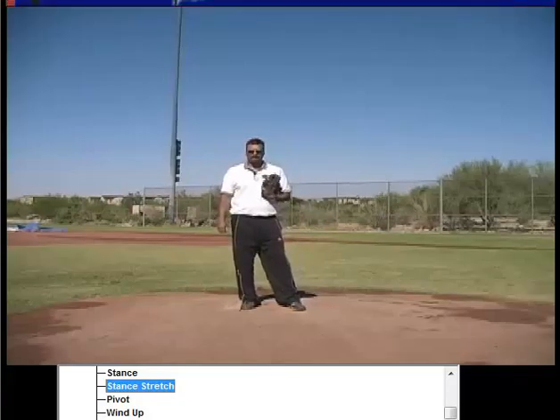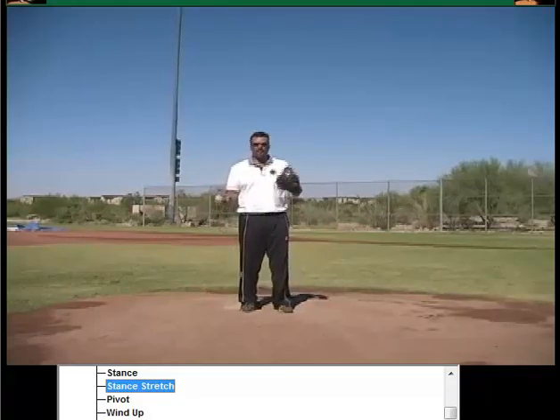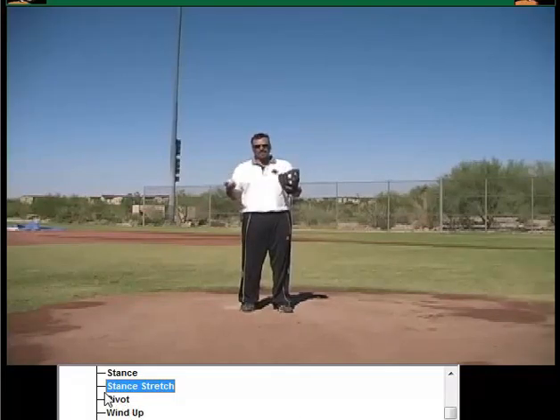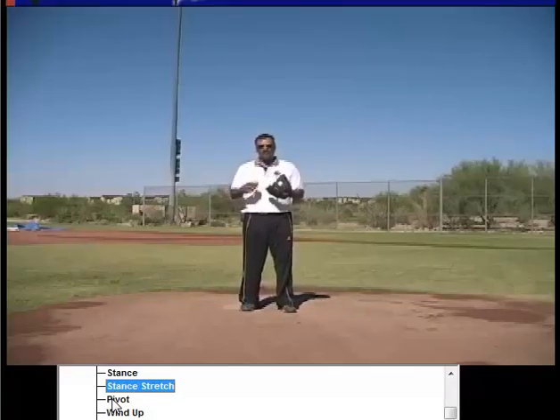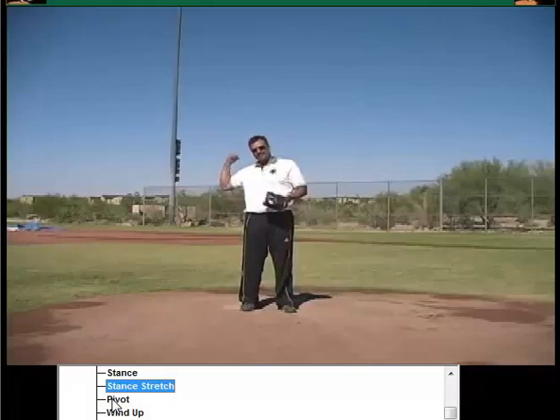One of the major differences of being in the windup and being in the stretch is that in the windup, as I spoke about earlier, you're able to create your rhythm and timing. On the stretch, we lose that luxury. In fact, we have to disrupt our timing so that we can disrupt his timing.